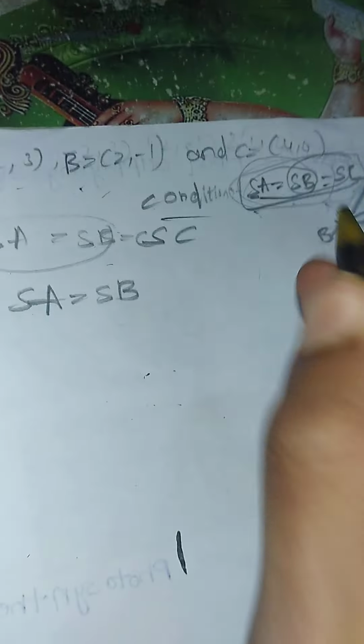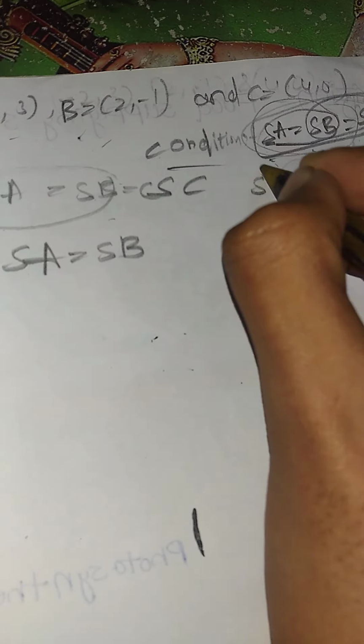So by finding the two equations, we are able to find the point of intersection of the perpendicular bisectors of these lines. Here I am choosing first of all SA equal to SB. Here S is nothing but S of h comma k. These are the coordinates of S, that is nothing but the circumcenter. A coordinates we have already.